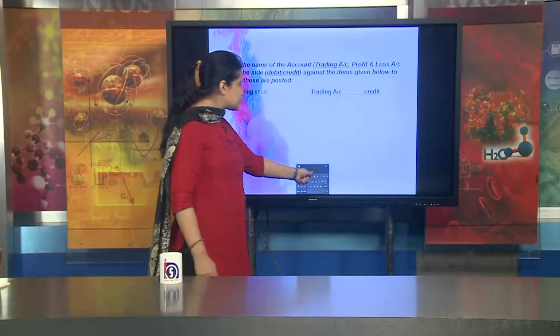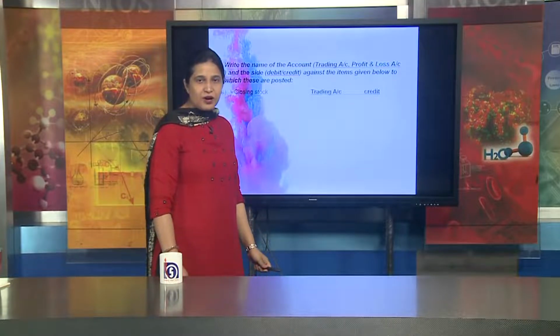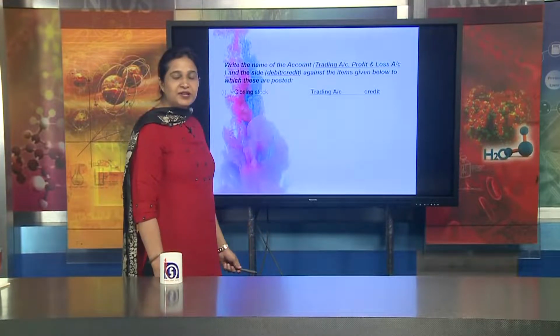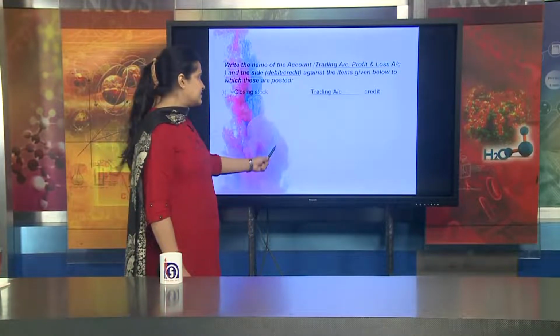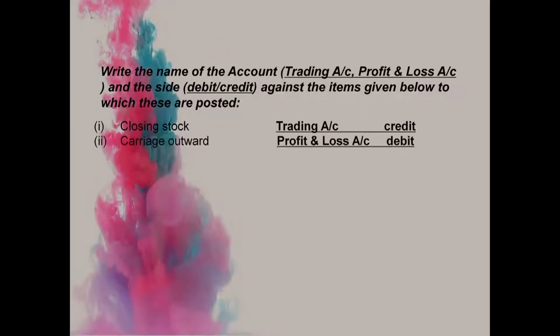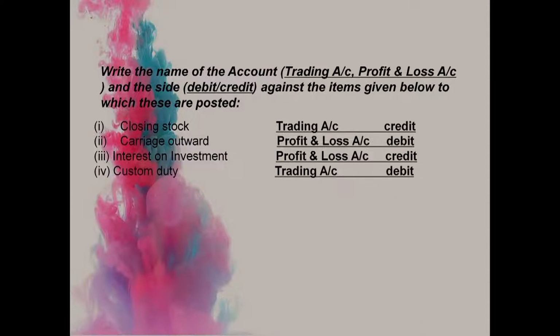So first is the closing stock. Where do you enter the closing stock? Closing stock is in the trading account and on the credit side, right? Next is the carriage outward. Carriage outward is in the profit and loss account and on the debit side. Then the interest on investment, again any income that is received. If you have made an investment, we will receive interest, so that will be in the profit and loss account on the credit side. Then the custom duty we have paid, so that will be in the trading account and on the debit side of it.